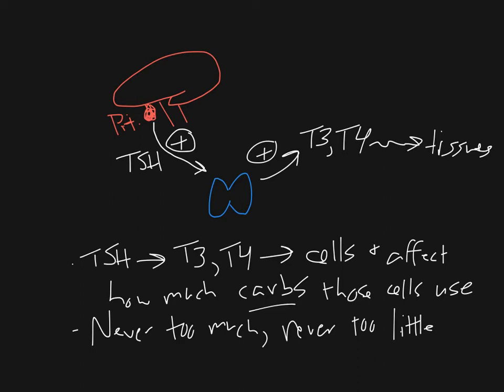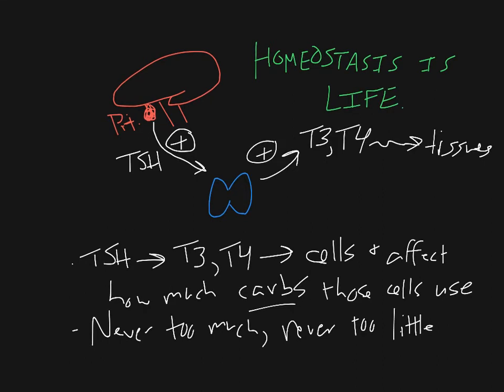This brings up a really important point that I should have made earlier, right? And that is that homeostasis is life. Homeostasis, the balance. And your metabolism is a huge part of homeostasis. And controlling your metabolism is in part the job of the endocrine system. So if the endocrine system is messed up, then we're not going to be in homeostasis and you might just be dead.